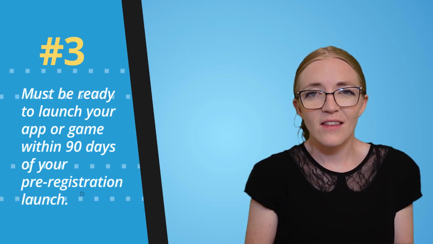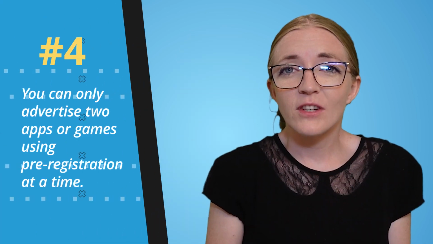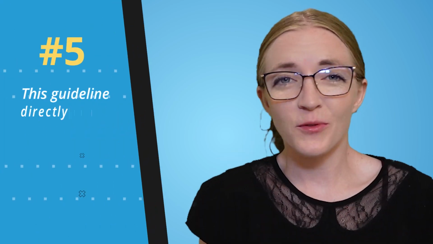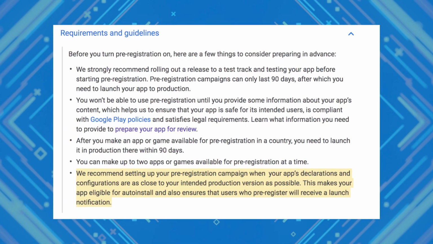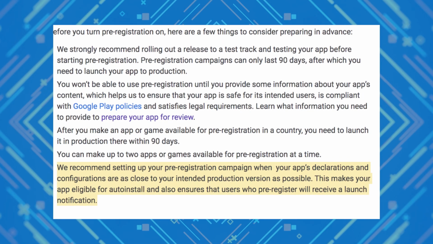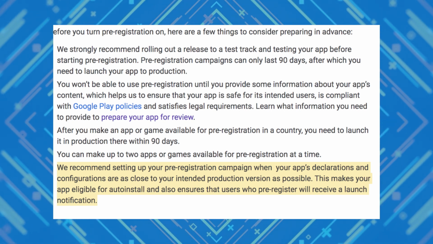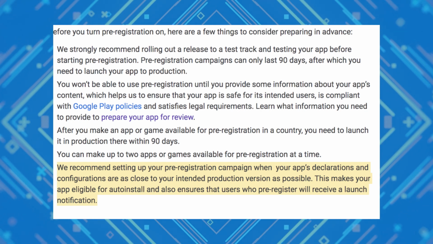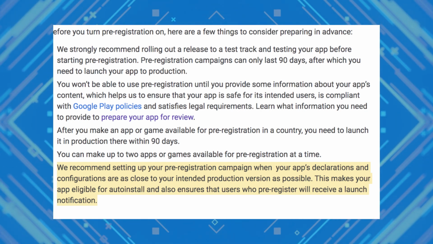Number 2, prepare your app for review. I'll cover this in more detail in just a minute. Number 3, you must be ready to launch your app or game within 90 days of your pre-registration launch, like I mentioned before. Number 4, you can only advertise 2 apps or games using pre-registration at a time. And number 5, directly from Google again, we recommend setting up your pre-registration campaign when your app's declarations and configurations are as close to your intended production version as possible. This makes your app eligible for auto-install and also ensures that users who pre-register will receive a launch notification.